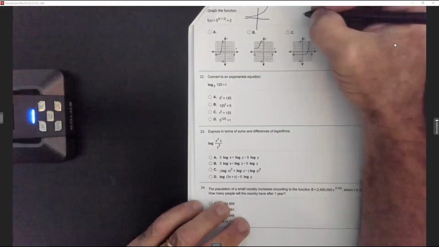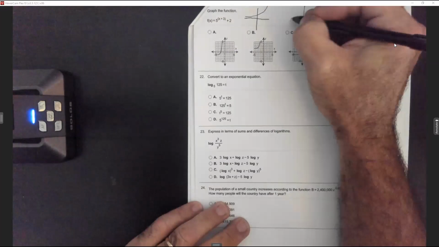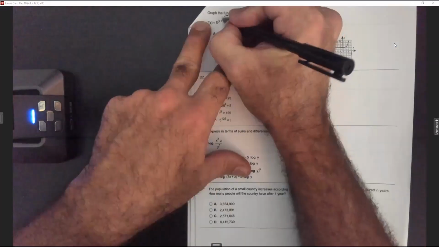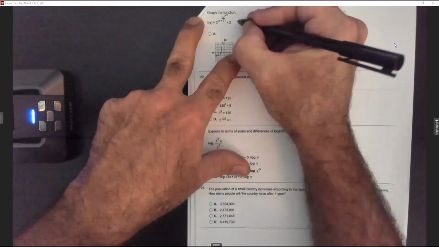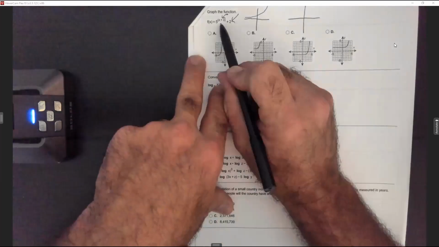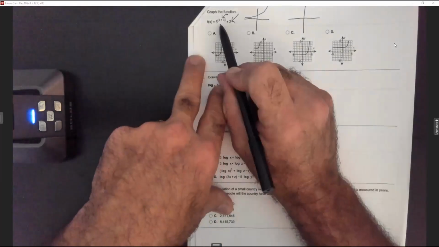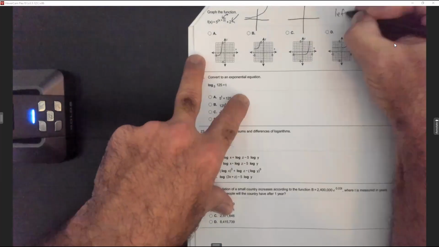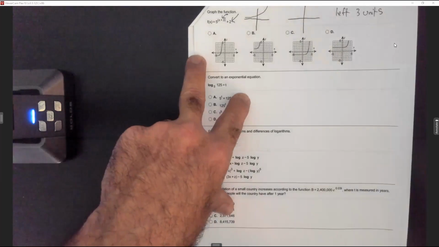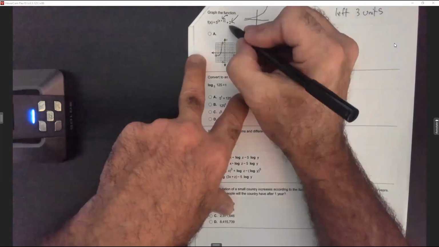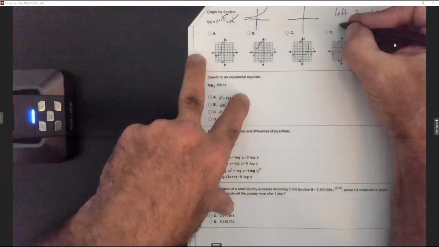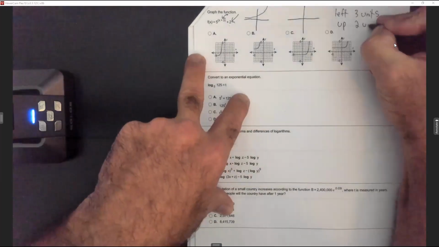So we need to see what all these moves are doing to my graph. The 2 moves you got are that plus 3 hitting that x there, that plus 2 at the end. The plus 3 is going to move my graph left 3 units. So I'm going to go left 3 units. If that's negative, it would have went right. Now the plus 2 at the end, anytime you add 2 to the end of a function, it's going to move it up 2. So it's going to go up 2 units.